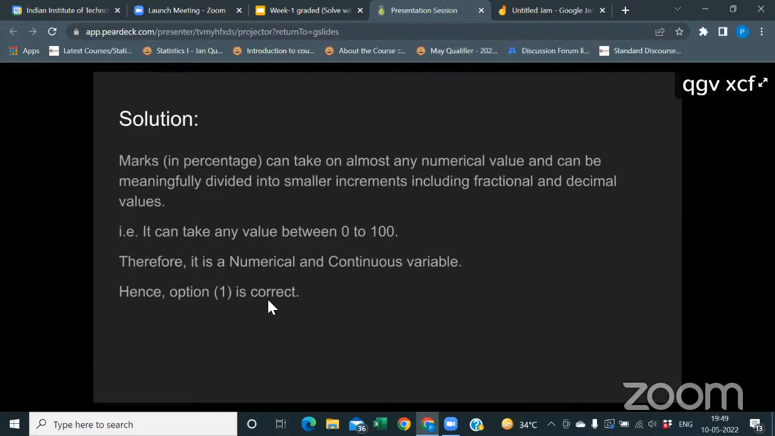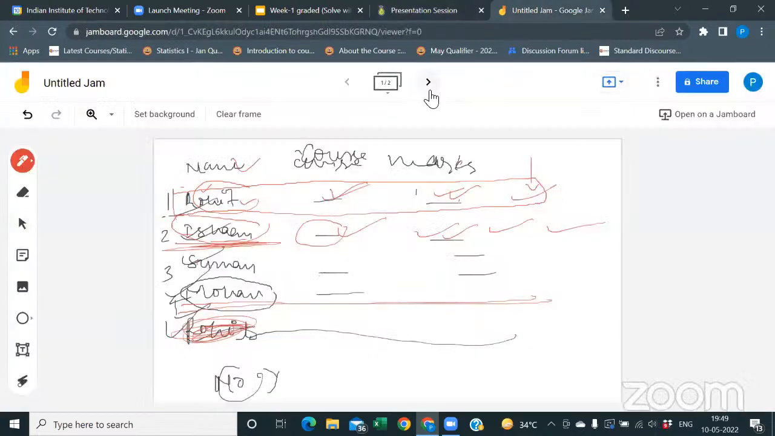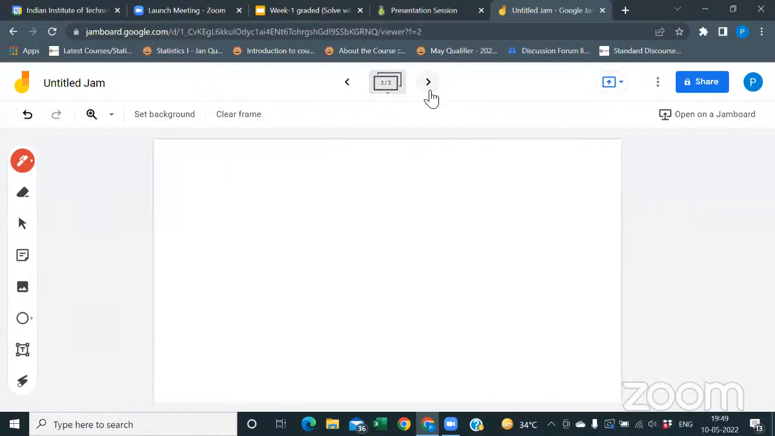That's why it's a continuous variable. And I'm saying about distinct means, suppose you draw a real number line. Suppose this is 0. I can say 1 rupee, 1.5, 2, 2.5, 3 is there, 4 is there. This is something discrete.